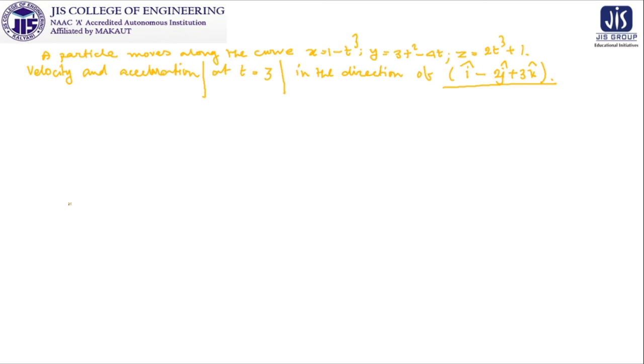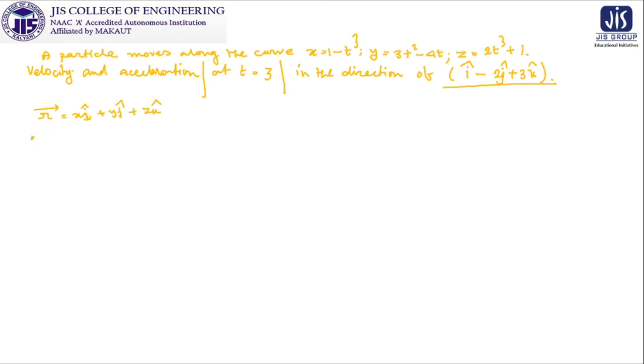So, what we get is, we are taking the position vector r, and as it is the position vector of any point x, y, z on this given curve, we can write it as xi plus yj plus zk. Clear?